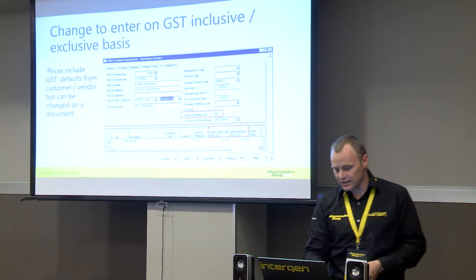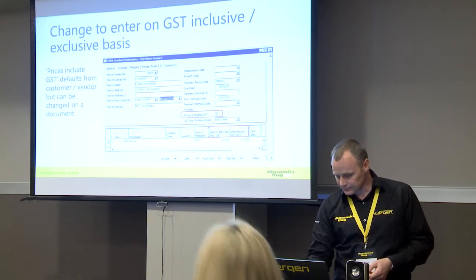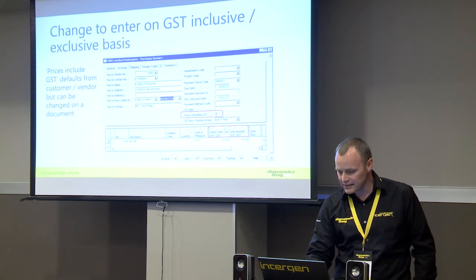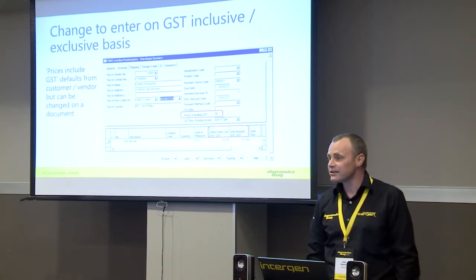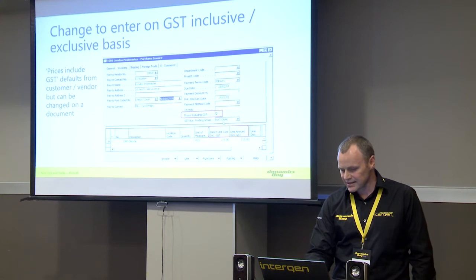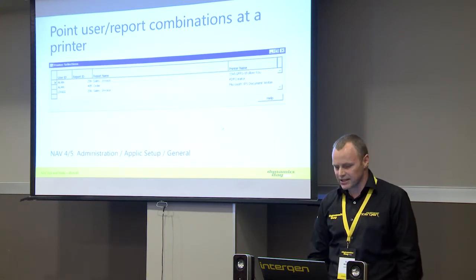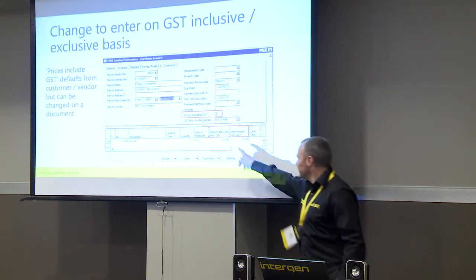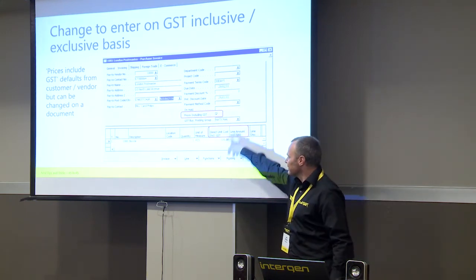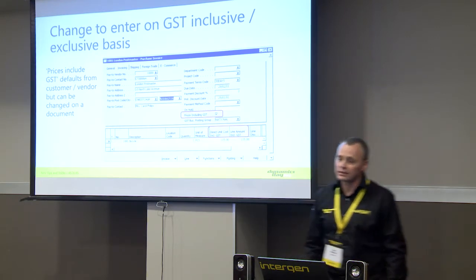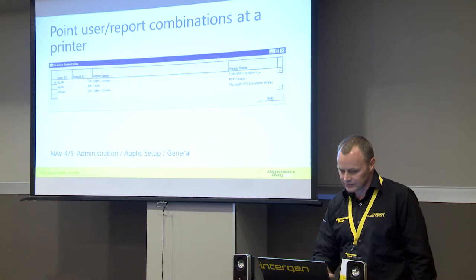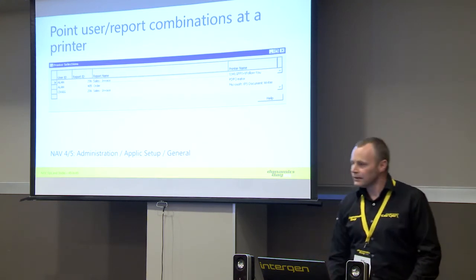So here, I don't know if you can see my screenshot very well, but because that is ticked, prices including GST, as it's ticked, it dynamically changes the heading of the columns here, direct unit cost including. If that was unticked, it would say excluding. And then the system looks after the GST calculation from there.